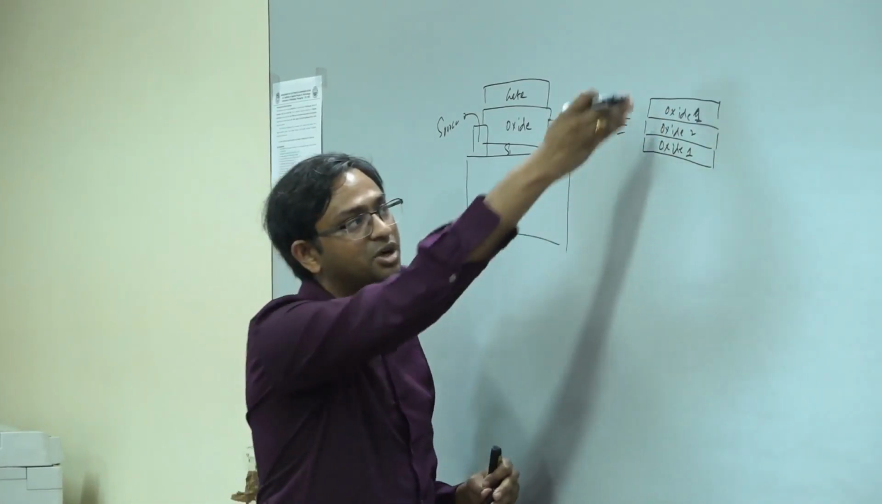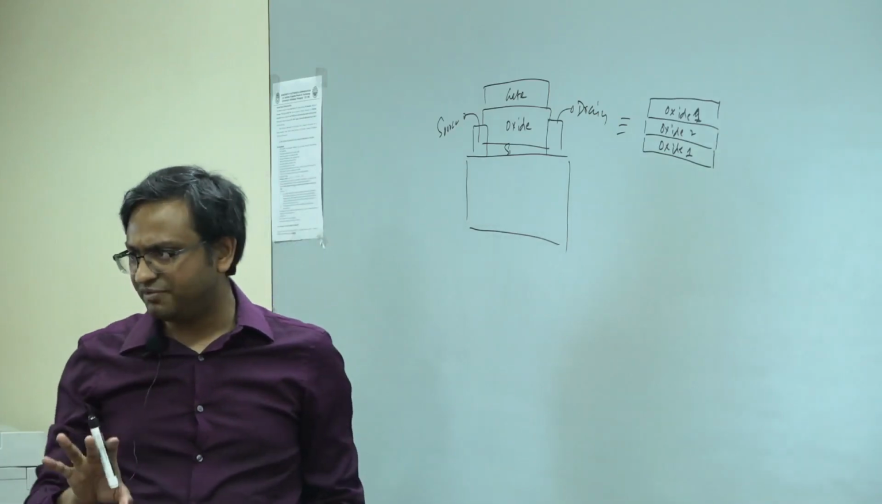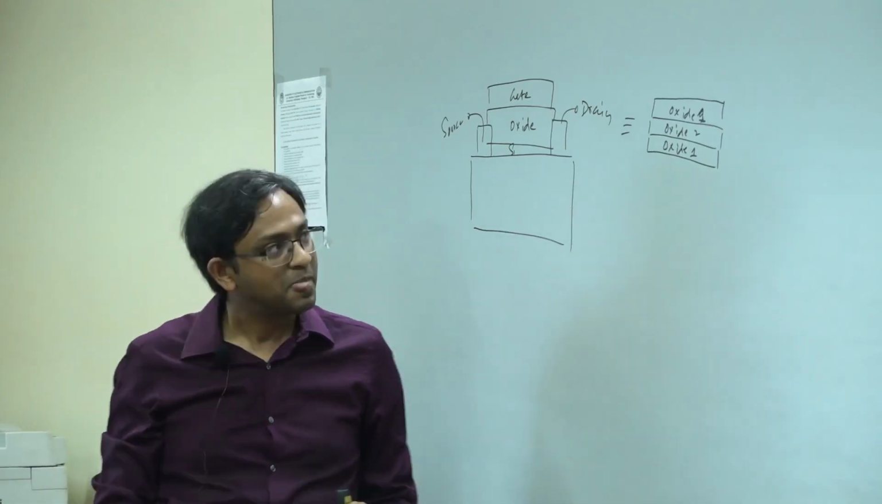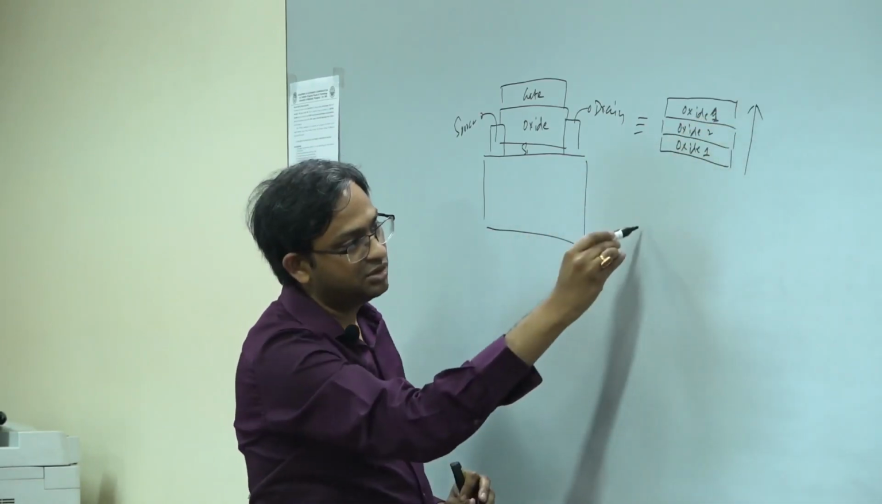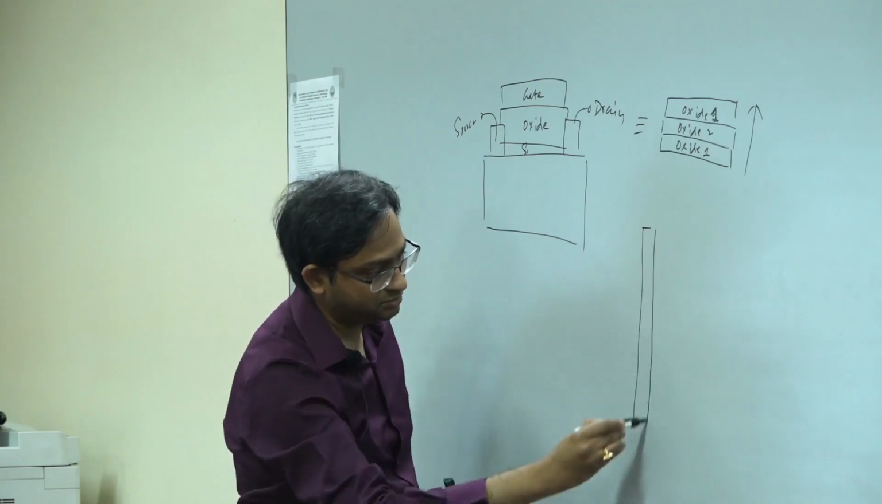So now if I wanted to draw the band diagram, I am expecting all of you are aware of the basic band diagrams, right? If I want to draw the band diagram in this direction, how will it look? It has a large band gap material, right?